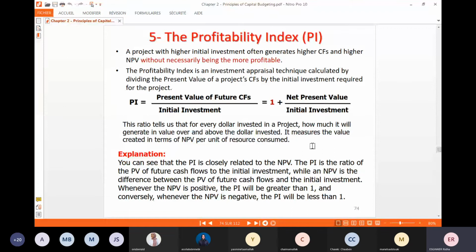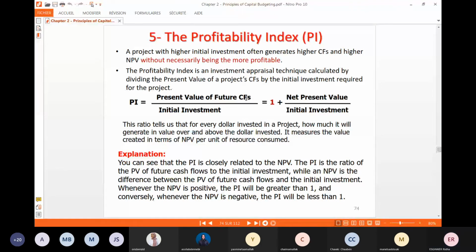If you choose this process, if you discount all the cash flows and you subtract your initial investment, that is the NPV in dollars. The profitability index is another measure of the NPV, another approach, but it is a relative approach. Why? Because you take the NPV and you divide it by the initial investment. And you add one. When you do this, it is as if you took the present value of the future cash flows and you divided them by the initial investment.